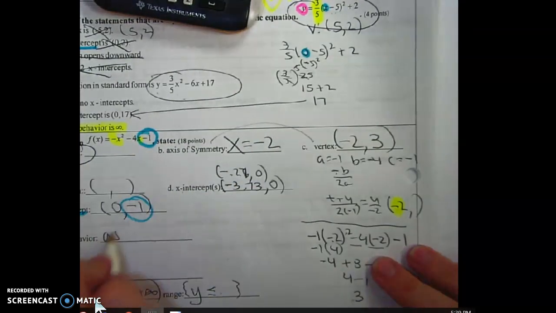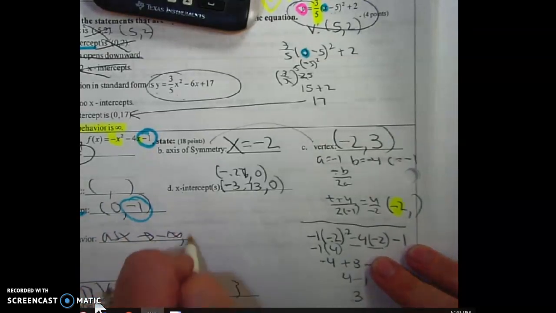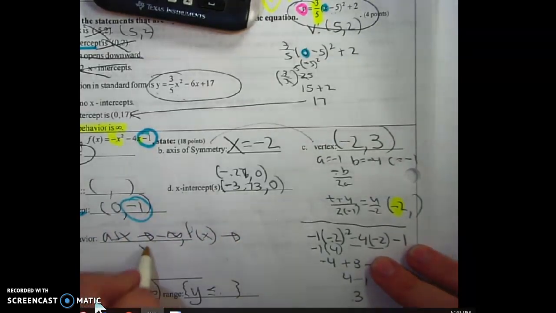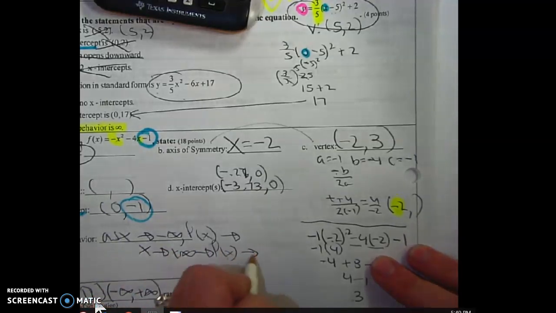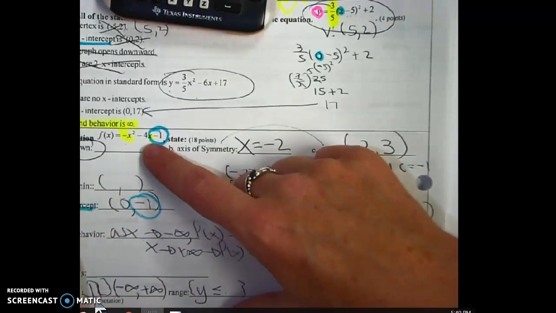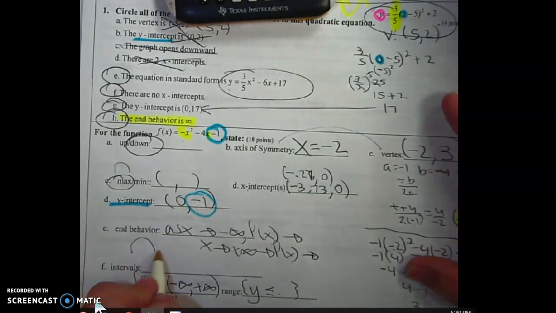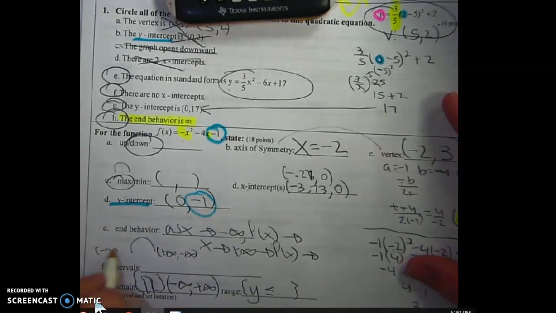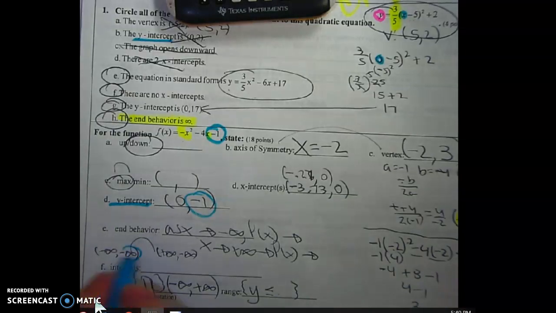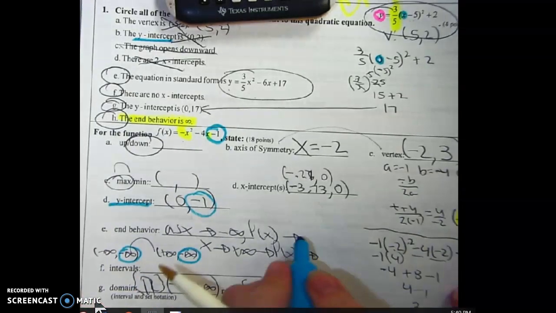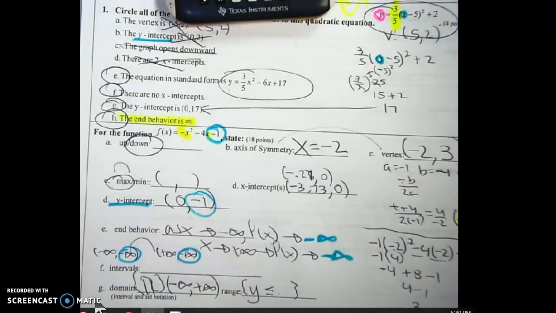End behavior. As x approaches -infinity, f of x approaches. As x approaches +infinity, f of x approaches. Since my graph is going down, let me move that over a little bit. That is end behavior, so -infinity, -infinity. So remember, end behavior has to do with the y values. So that would be -infinity, -infinity.